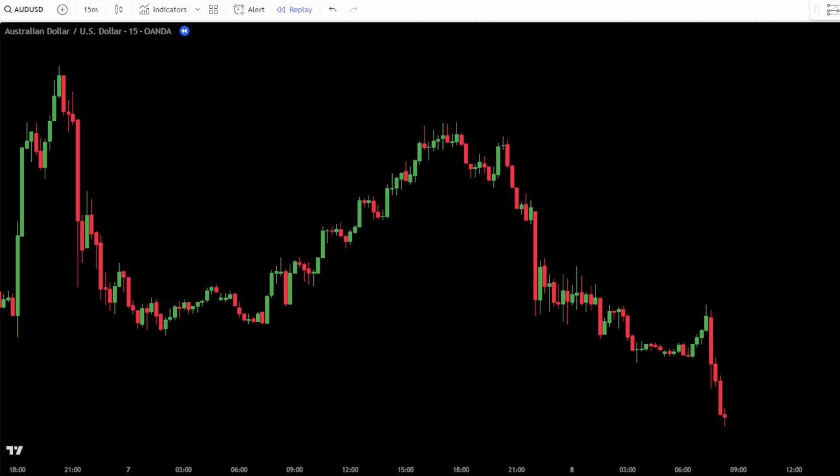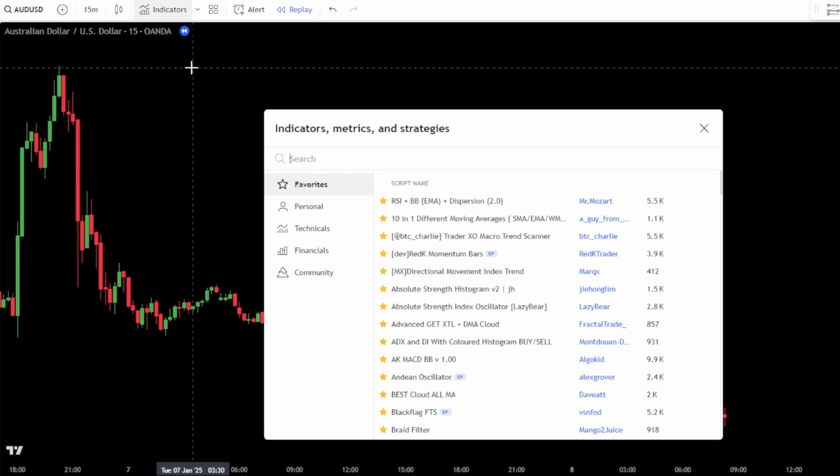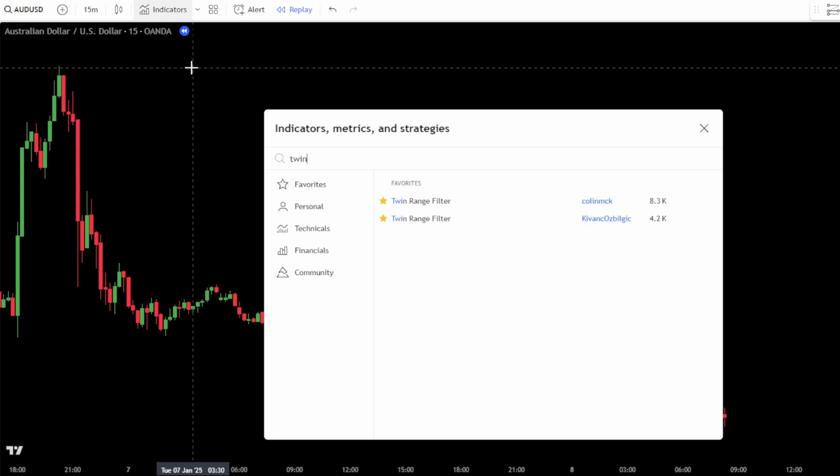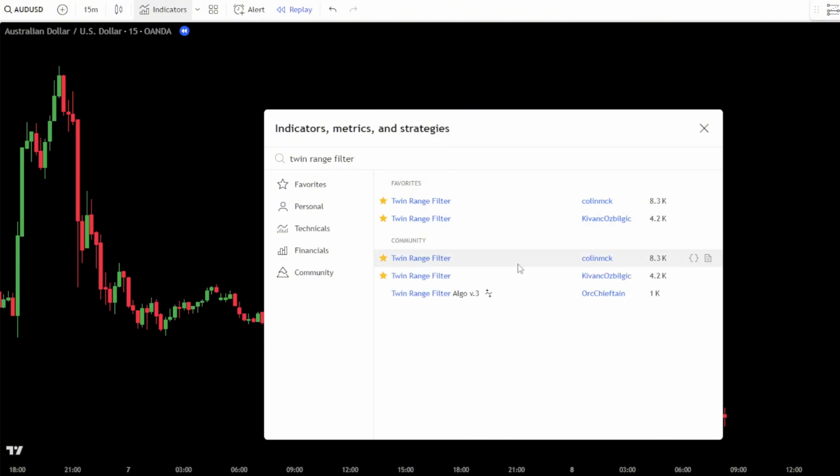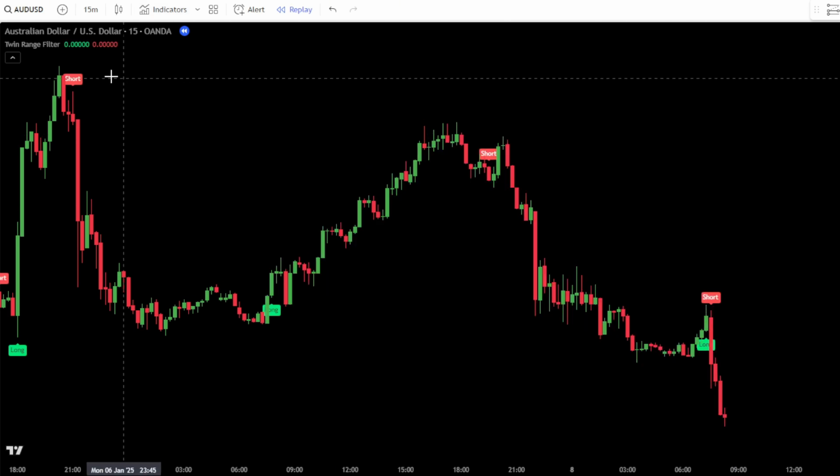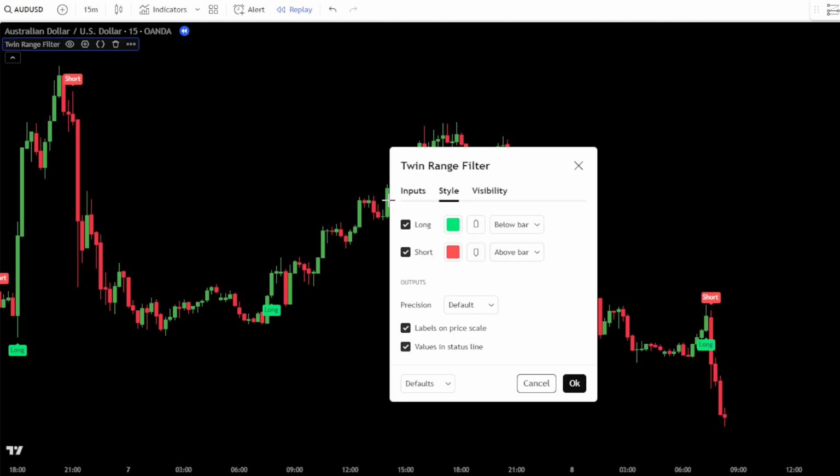Open your TradingView and go to the Indicator Search tab. In the search bar, type Twin Range Filter. Then, select Twin Range Filter by colombia. Now, let's make a few adjustments to this indicator.